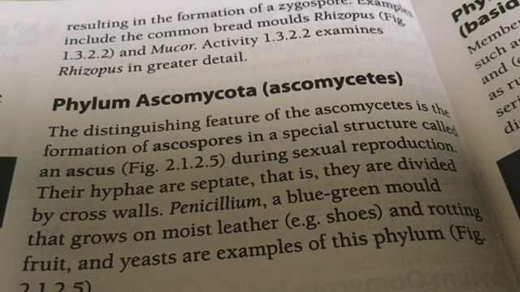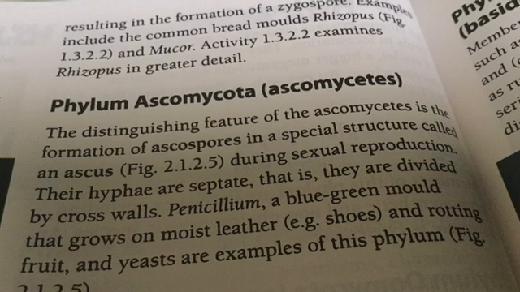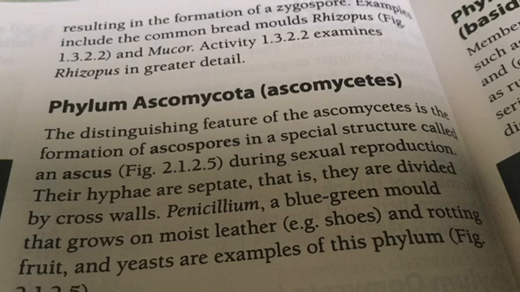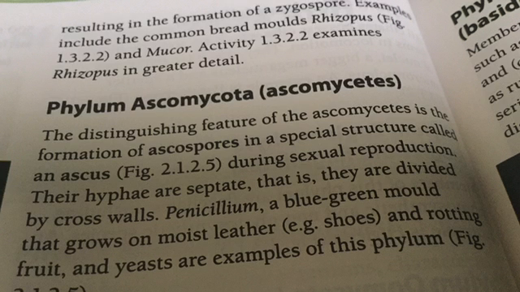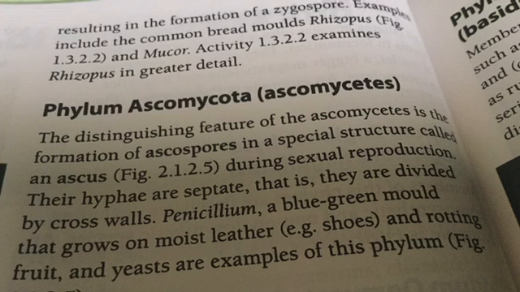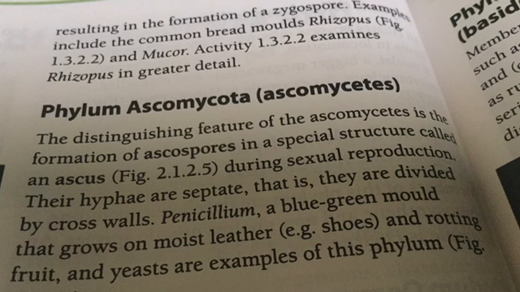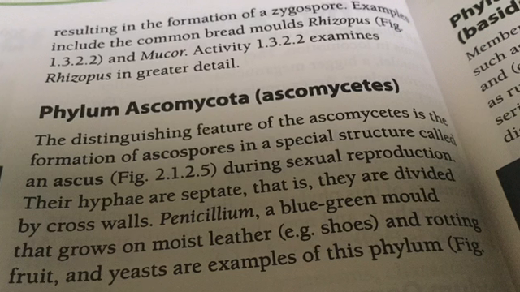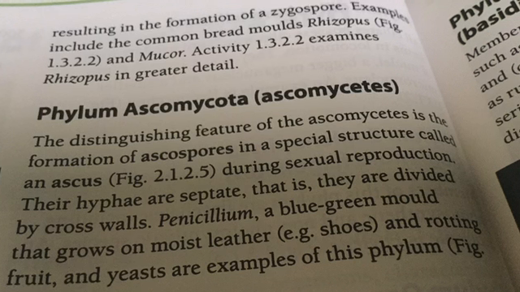Phylum Ascomycota. The distinguishing feature of the ascomycetes is the formation of ascospores in a special structure called an ascus during sexual reproduction.